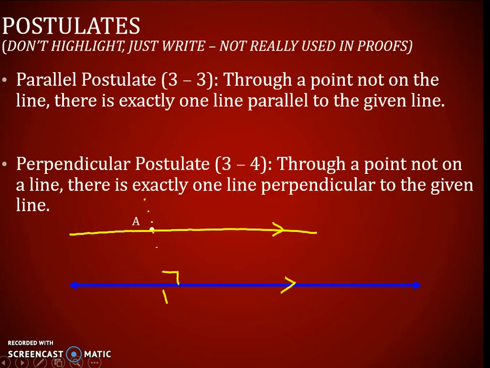Here are some postulates. They're not really used in proofs, but we can look at the parallel postulate. Through a point not on a line, there's exactly one line parallel to the given line. They're always going to be parallel. And then the perpendicular postulate: through a point not on a line, there's exactly one line perpendicular to the given line. So if you draw a line, there's always going to be a perpendicular to the given line.